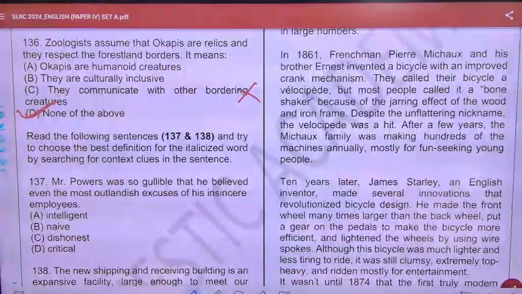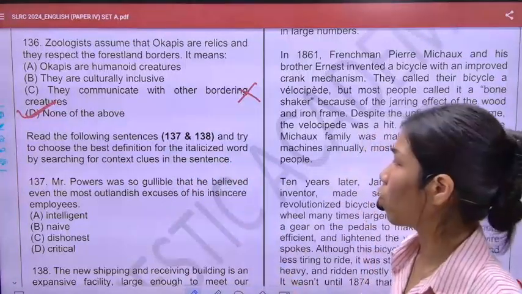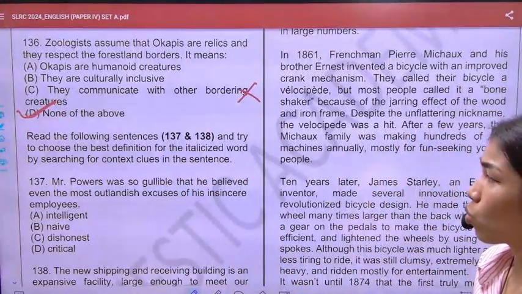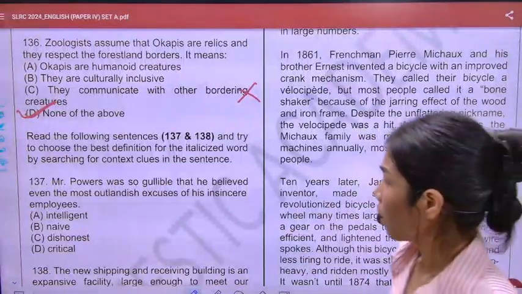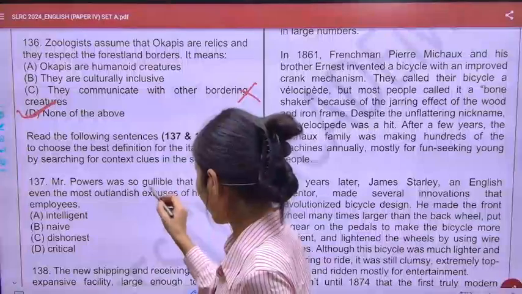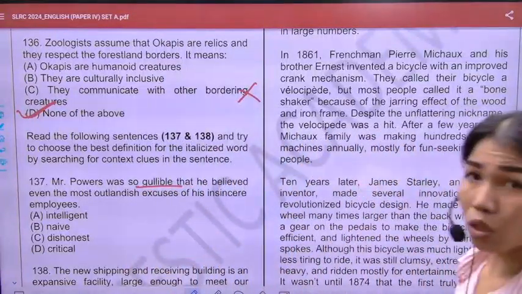Question number 137 and 138. It says, try to choose the best definition for the italicized word by searching for context clues in the sentence, okay? So let's see. The question is not italicized here. So let's do it. The word gullible was there in the question paper.